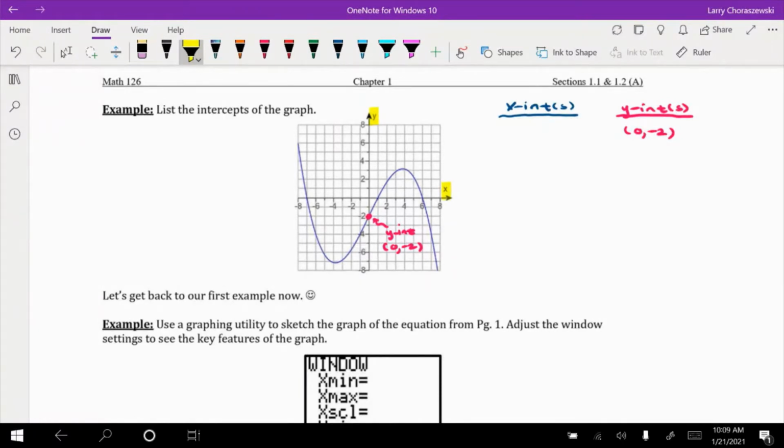Let's look at the X-axis now. It appears as though the graph is crossing the X-axis how many times? Yeah, 3 times, yep. So there are 3 X-intercepts. We have one here. The location of that point appears to be (-7, 0). I'll put that over here in my little list.